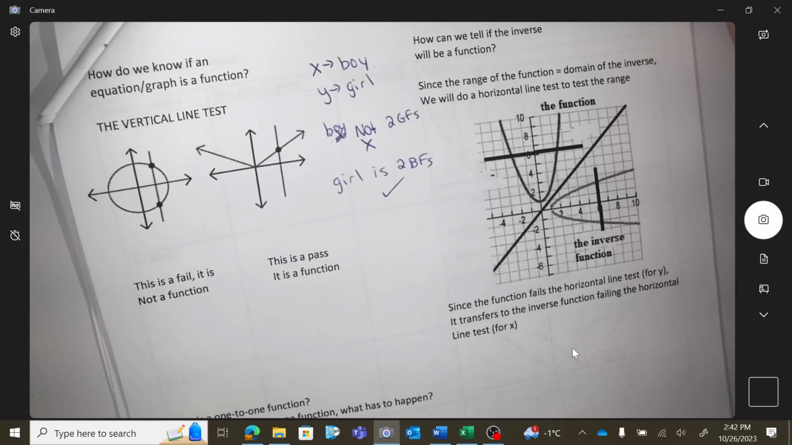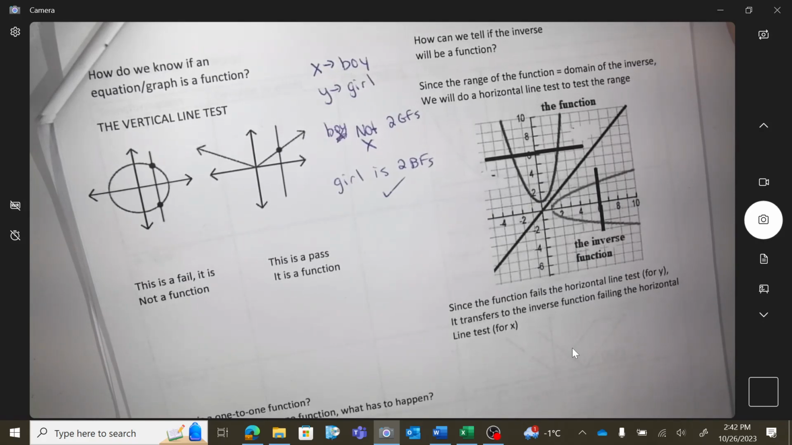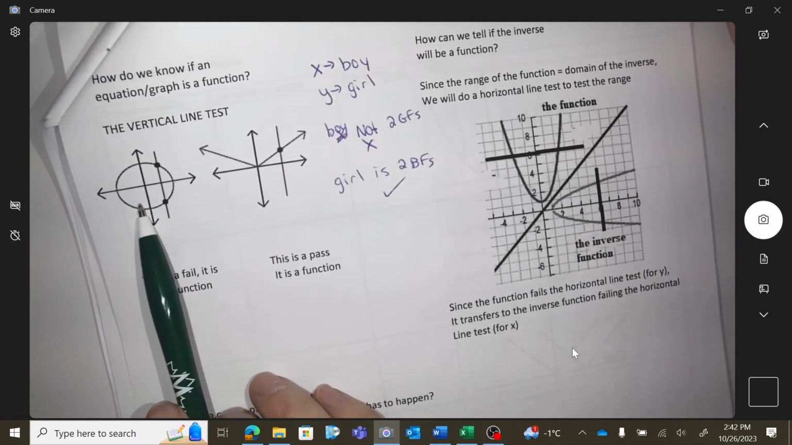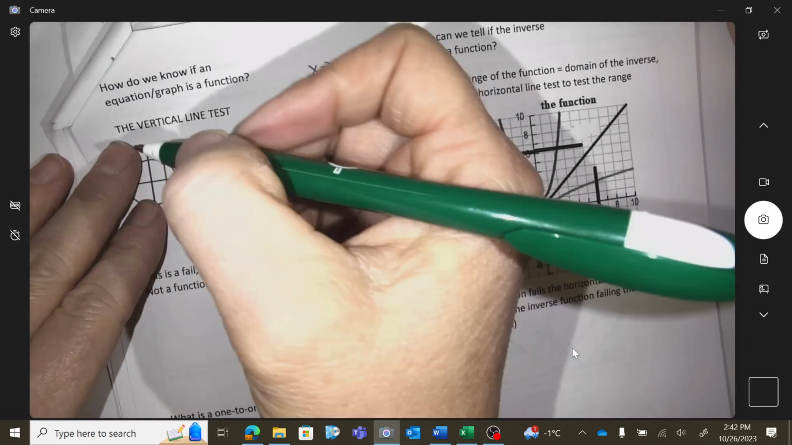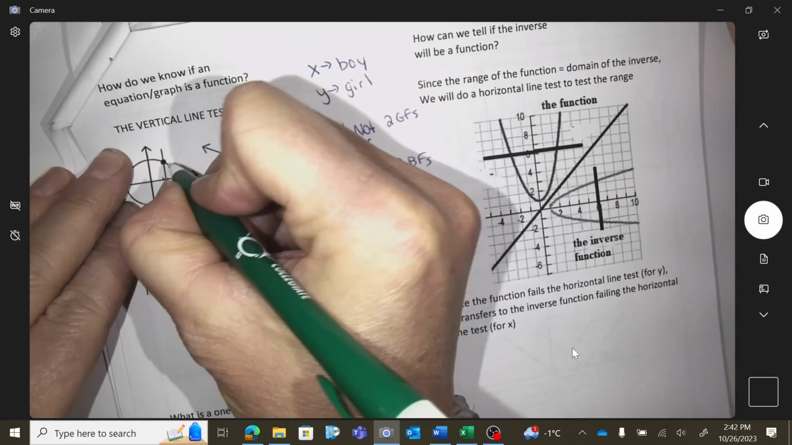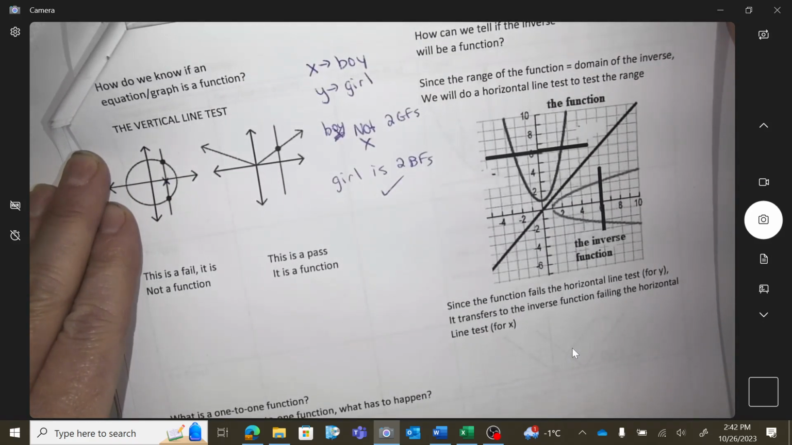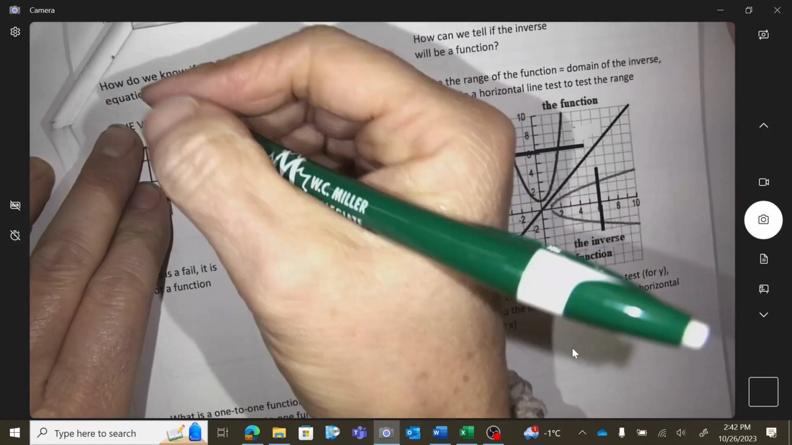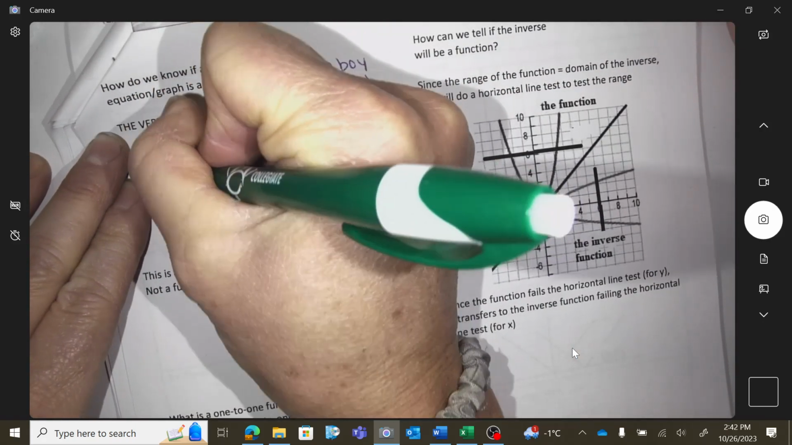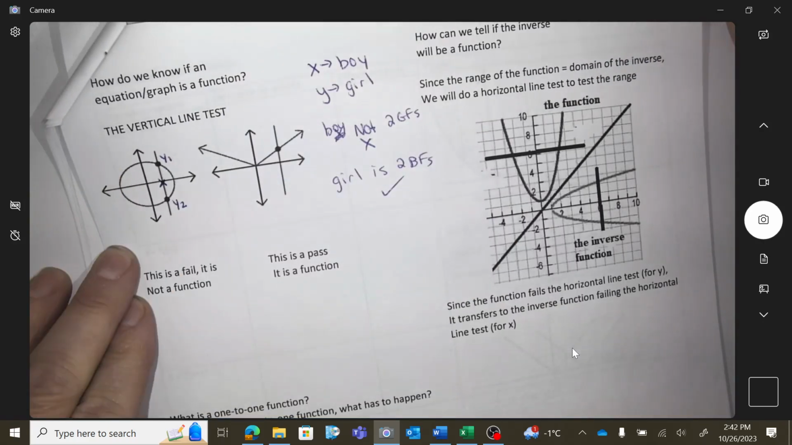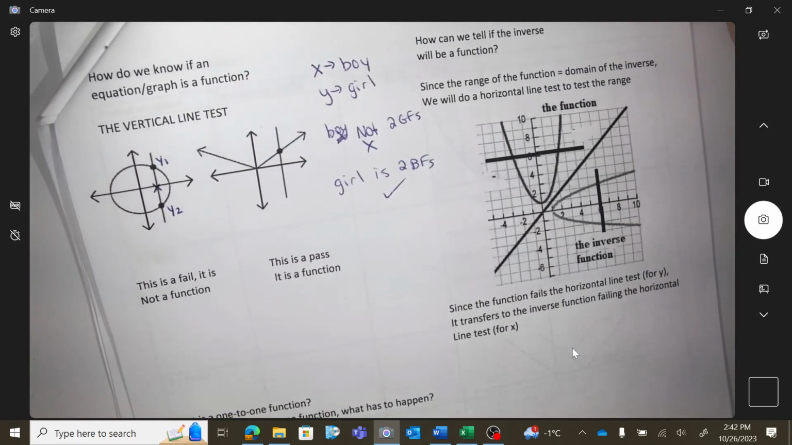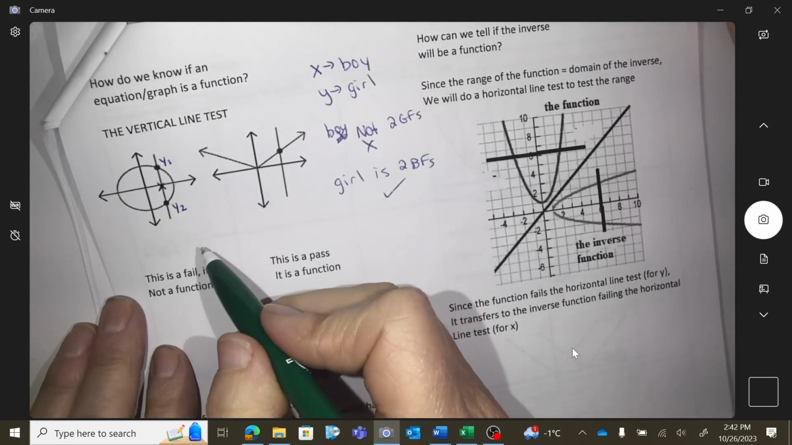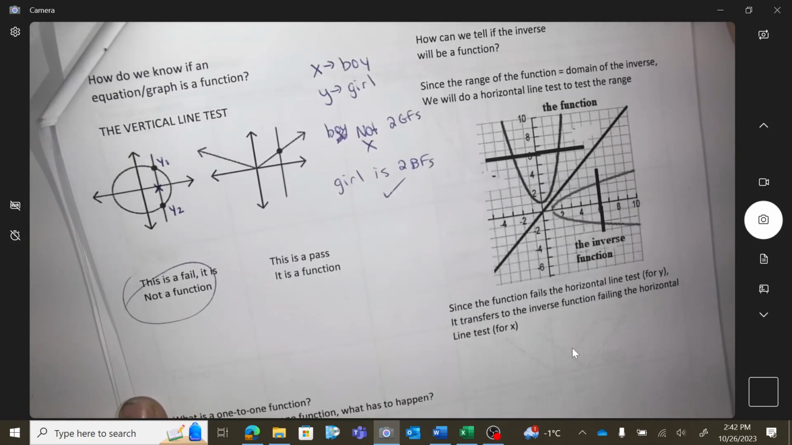Okay, so what does that mean? When I look at this graph, this boy, whatever this X value is, has this one girlfriend and this second girlfriend. That is not allowed in graphing, which makes it not a function. This is not a function.